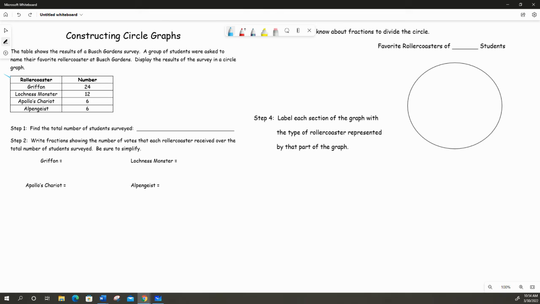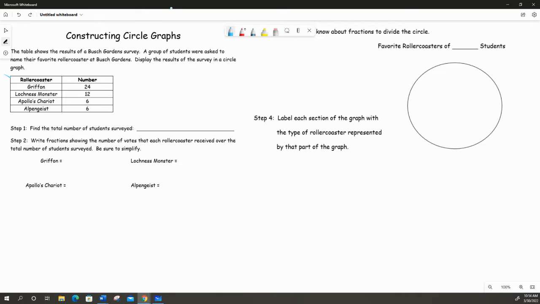Right, ladies and gentlemen, in this part of the video, I'm going to go over how to construct circle graphs. Just a reminder, when we're dealing with circle graphs, we're always dealing with circles out of 100%. But again, we're always comparing our part of the data to the actual whole set of data. So let's take a look.